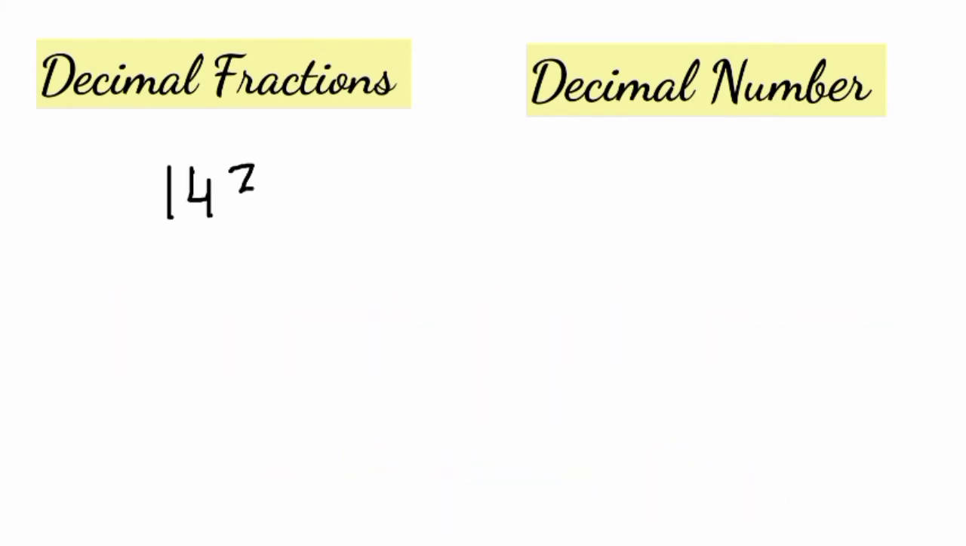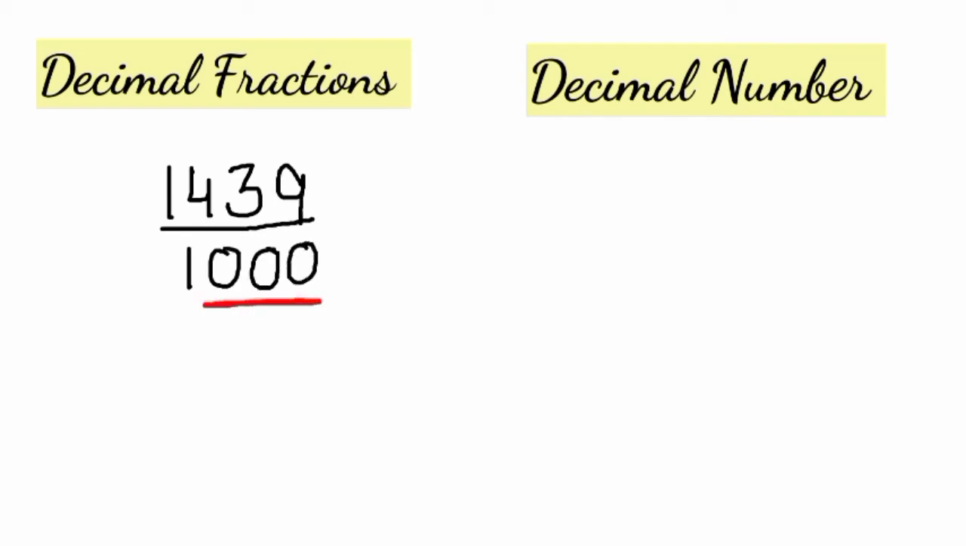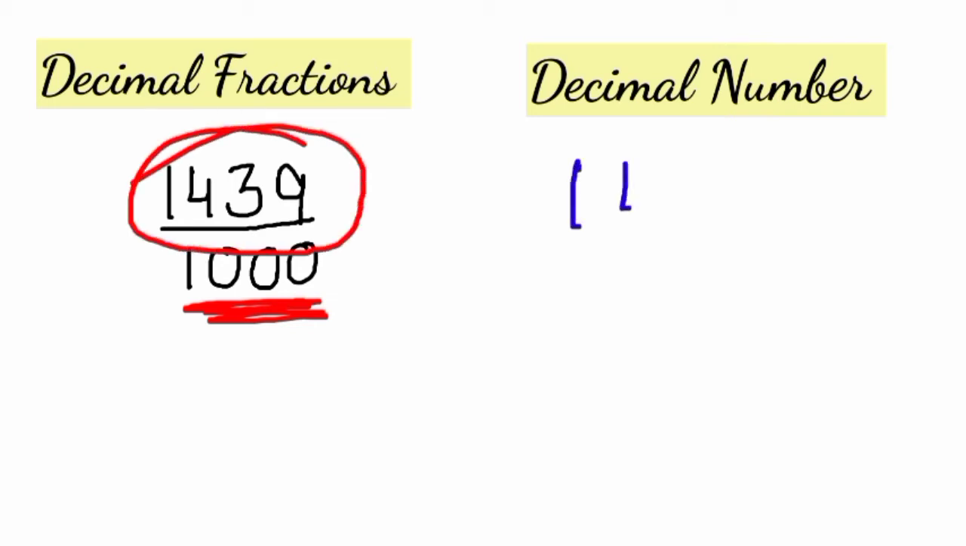Next decimal fraction is 1439 upon 1000. In 1000 you have 3 zeros. It means while writing the decimal number there should be 3 decimal places. It means after decimal there should be 3 digits. So write the upper part 1439. Count the last 3 digits. This.